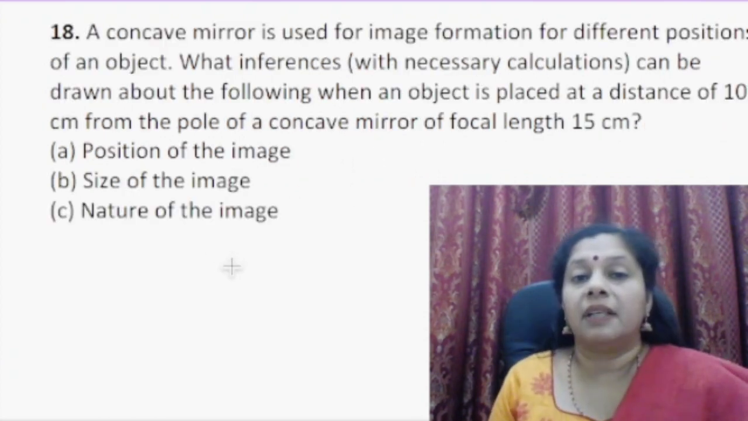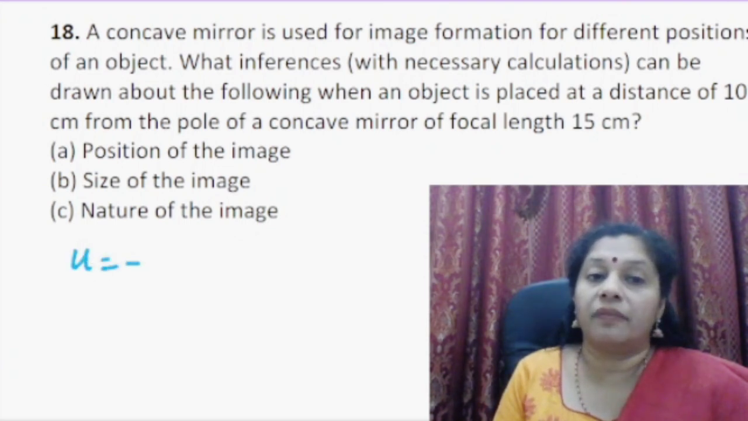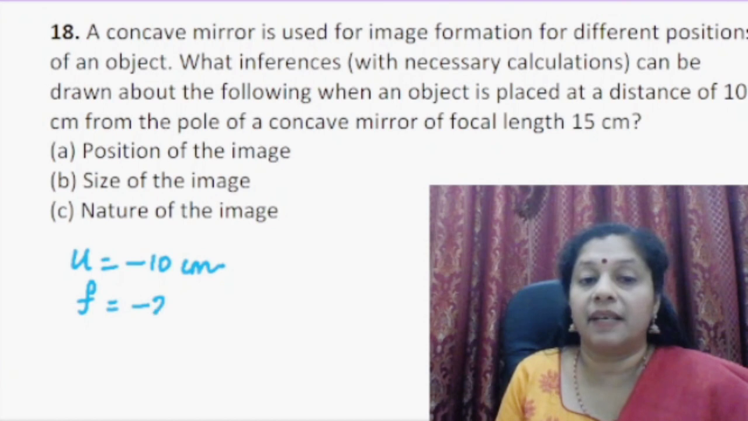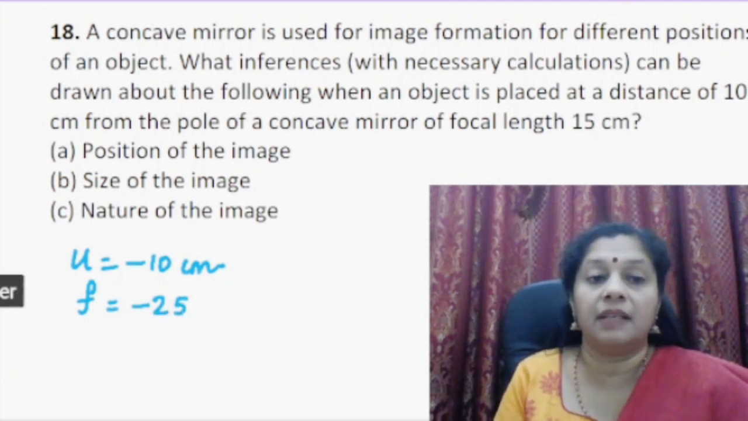A concave mirror is used for image formation for different positions of an object. What inferences with necessary calculations can be drawn about the following when an object is placed at a distance of 10 cm from the pole of a concave mirror of focal length 15 cm.